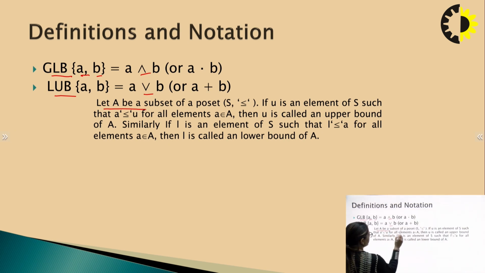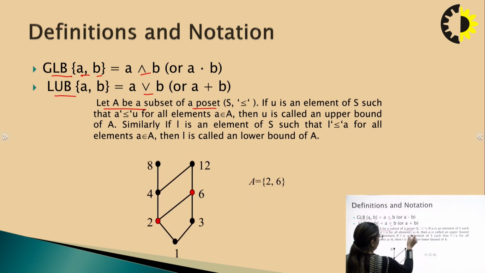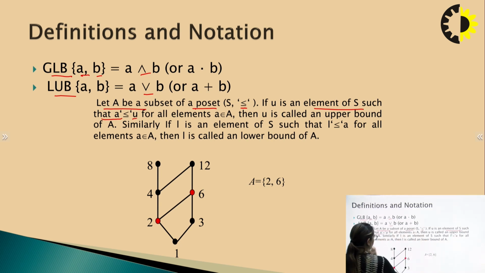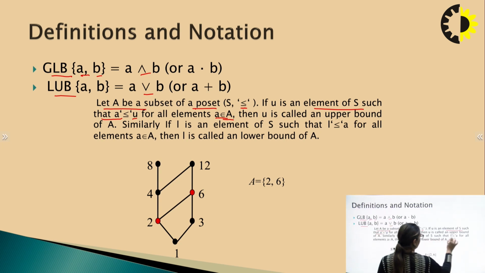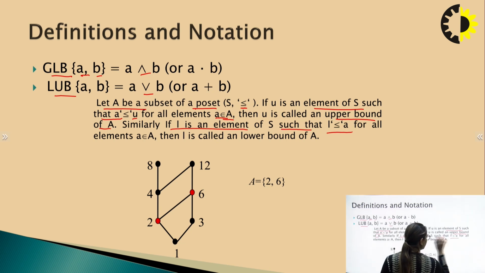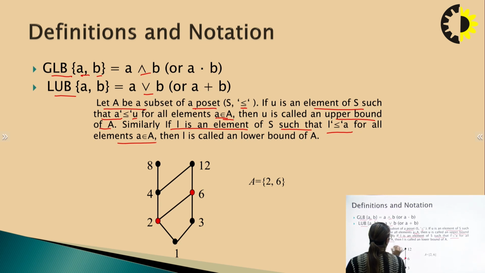Let A be a subset of a poset S with some operation. If U is an element of S such that a is related to U for all elements a belonging to A, then U is called the upper bound of A. Similarly, if I is an element of S such that I is related to a for all elements of A, then I is called the lower bound of A.